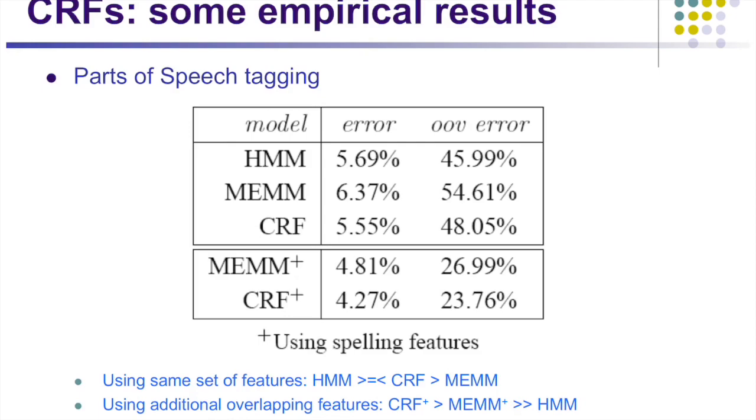you incorporate additional spell checking, usually CRF performs better than HMM. CRF performs better than MEMM, which are here unrepresented, CRF plus that incorporates spelling. And they're both way better than HMM. So this is basically another take-home message that for real data, if you design good features, go with conditional model.